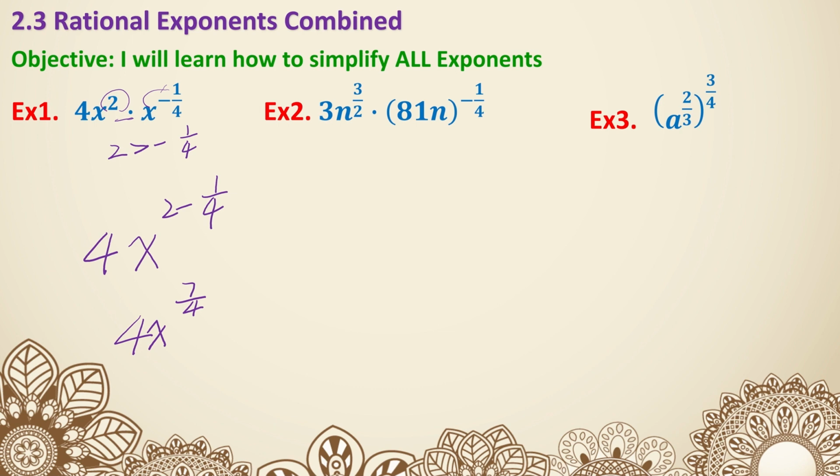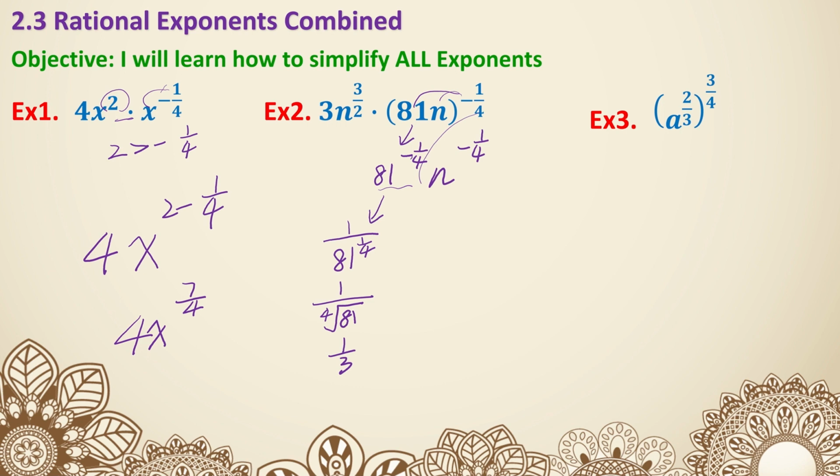Example 2, we gotta distribute the second part. So that part is going to become 81 to the negative 1/4 power and n to the negative 1/4 power. Again, you can choose to type this into your calculator to get an answer, or you can choose to deal with it just by hand. Negative exponent means you flip to the bottom of the fraction. So you're actually dealing with 81 to the 1/4 power, which means you're dealing with 4th root of 81, and that is going to be 1/3. So this alone is 1/3, and that.